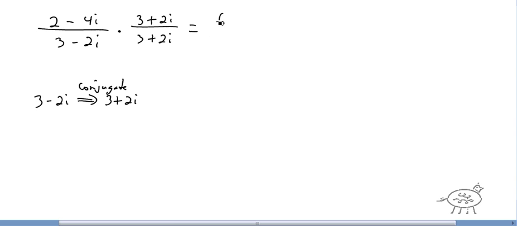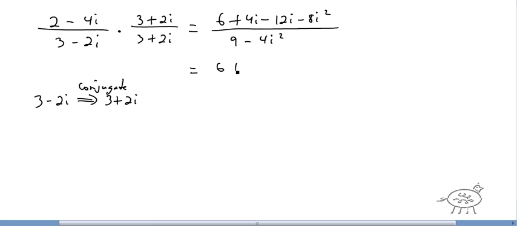So 3 times 2 is 6, plus 4i, minus 12i, minus 8i squared. On the bottom, we get 9. Remember, the outside and inside cancel. That's the whole point of conjugates. The outside and inside cancel, and we have to multiply by the last. So it's minus 4i squared. And we've got to simplify our i squareds. So that's going to be 6 plus 4i minus 12i, and that's going to be plus 8 because i squared is negative 1. So it's plus 8. And bottom, that's going to be plus 4.